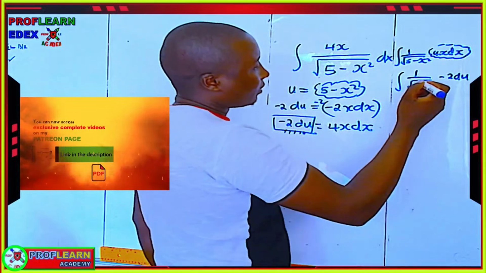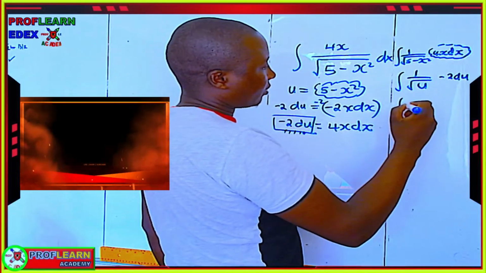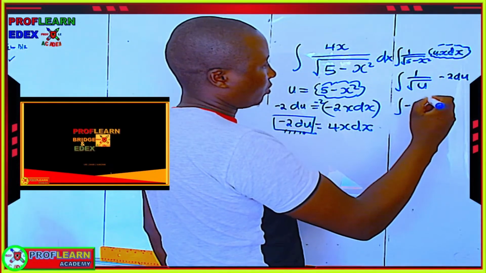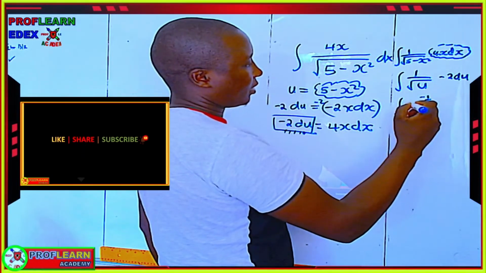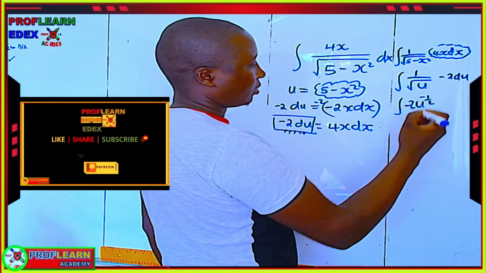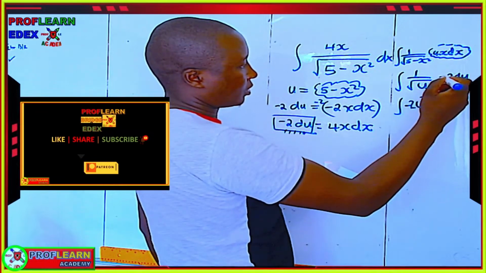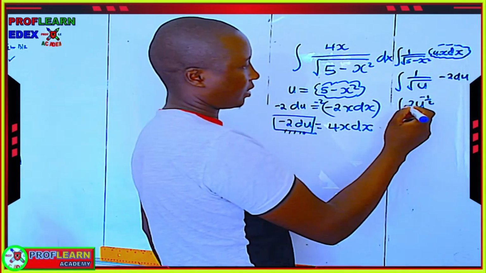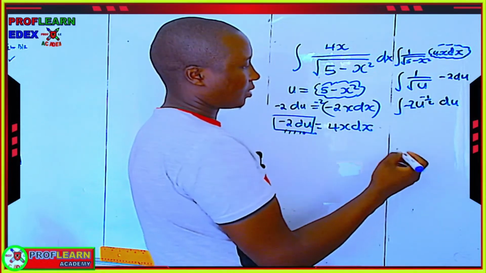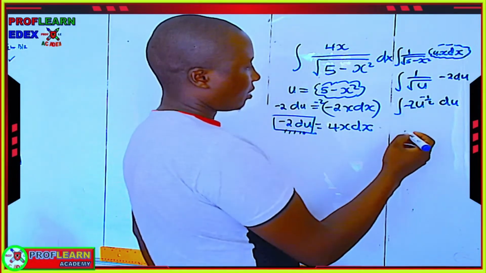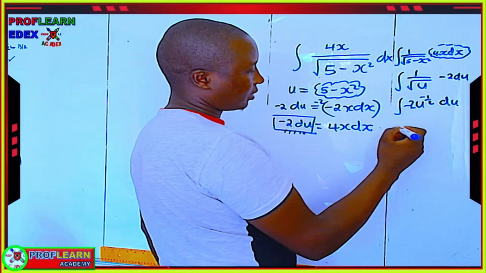Then we can write this as the integral of negative u raised to power -1/2, and then we have this negative 2 here, and then we have du. Let us just integrate at that point.